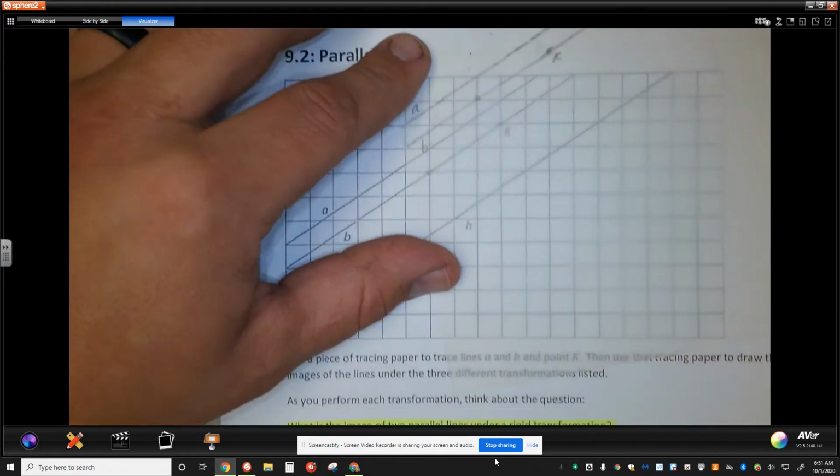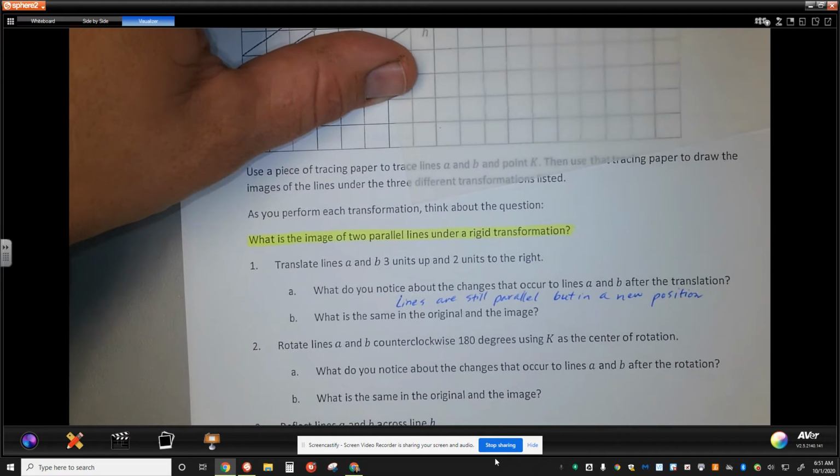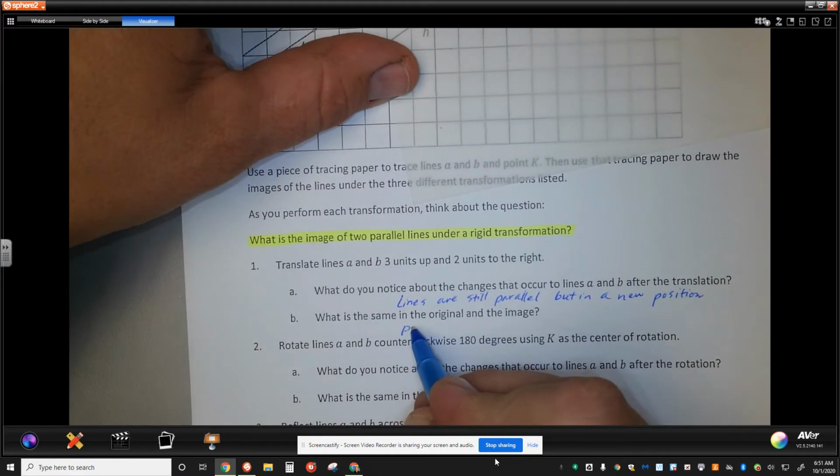This next question in some ways seemed a little redundant to me. What is the same in the original and the image? Parallel lines.